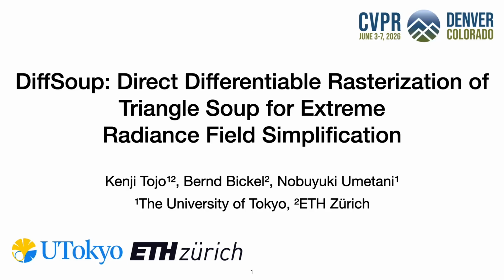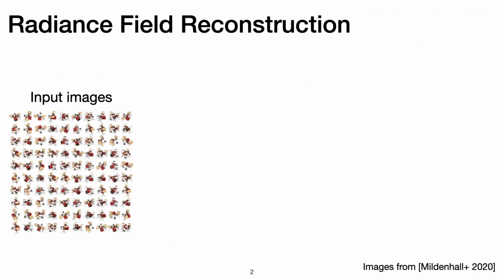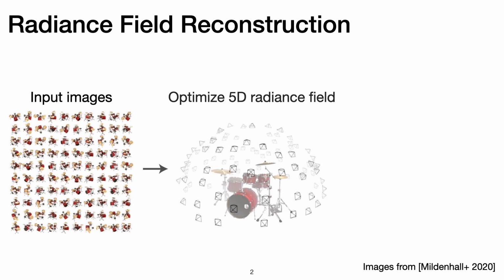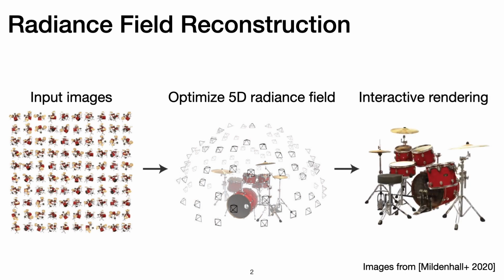In this video, I will introduce a work on simplifying radiance fields into an efficient triangle representation, enabling seamless deployment on mobile devices. Radiance field reconstruction techniques take multi-view images as input and reconstruct a 3D scene as a spatially varying and view-dependent color distribution called a radiance field. The output radiance field enables high-fidelity novel view synthesis, enabling applications such as interactive scene exploration.